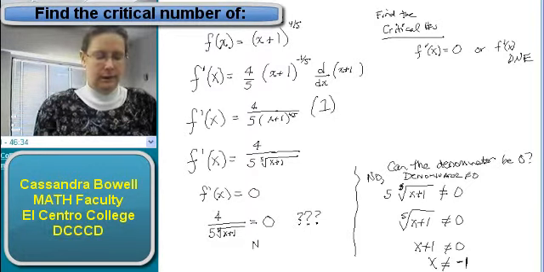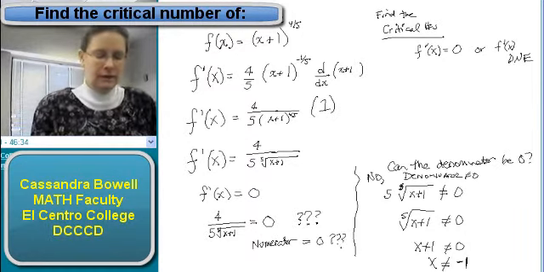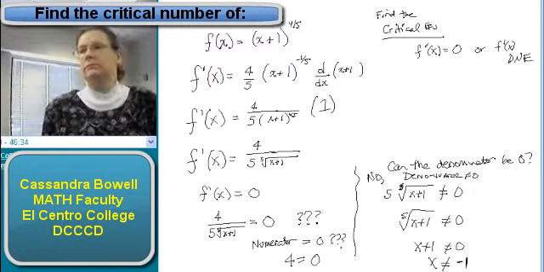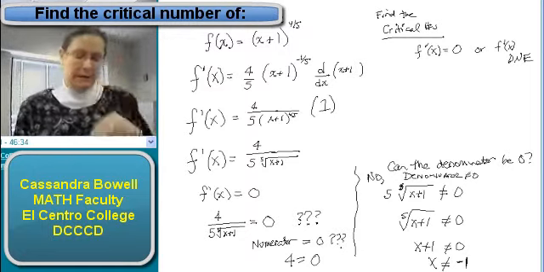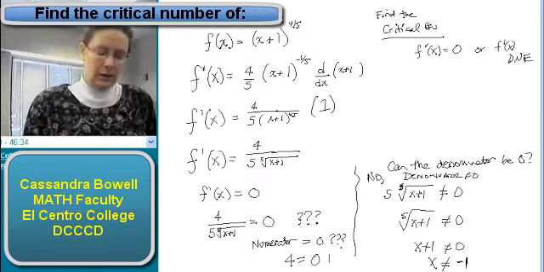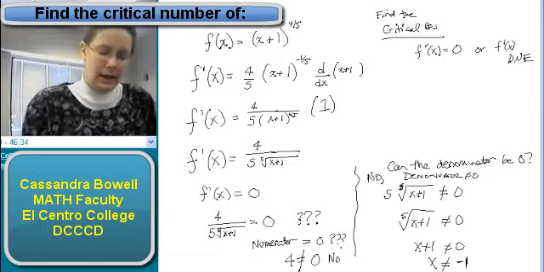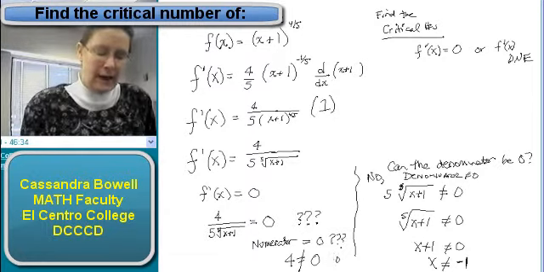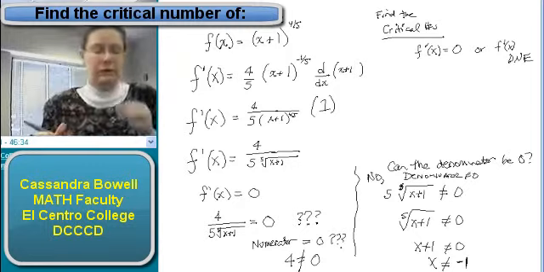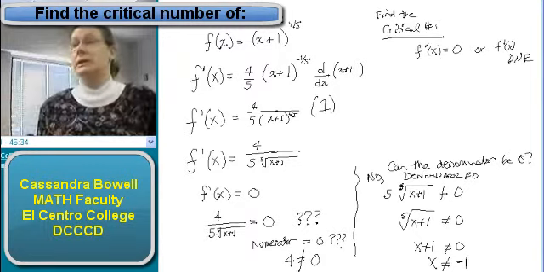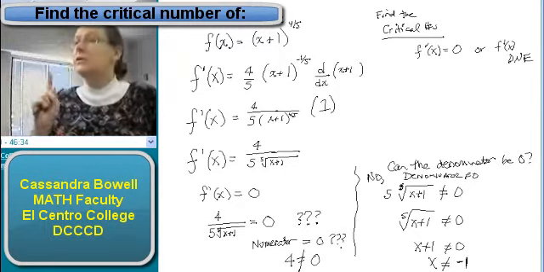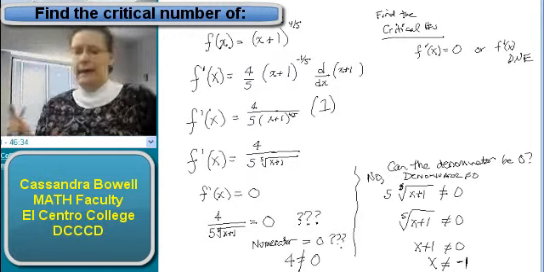So in other words, the only way for this rational expression to be equal to 0 is if the numerator equals 0. Well, is 4 ever going to be equal to 0? No. 4 is not going to be equal to 0. So what I'm trying to say here is that there's no value of x to make the first derivative equal to 0. There's not going to be any horizontal tangents here. But there is a place where the first derivative is undefined, at x equals negative 1.